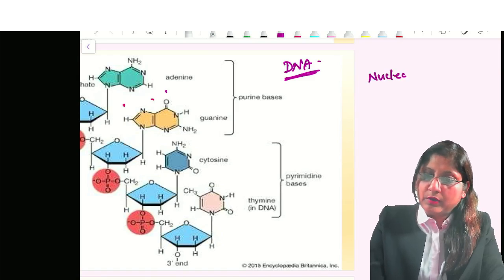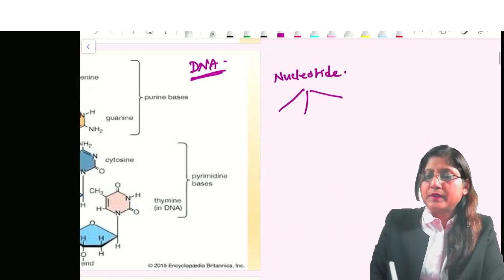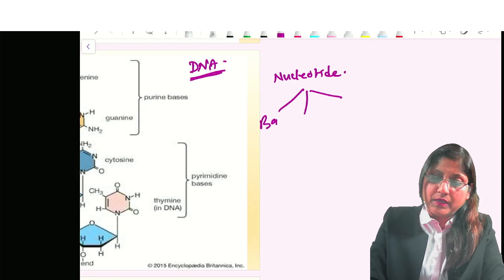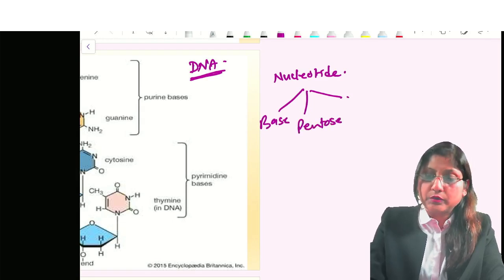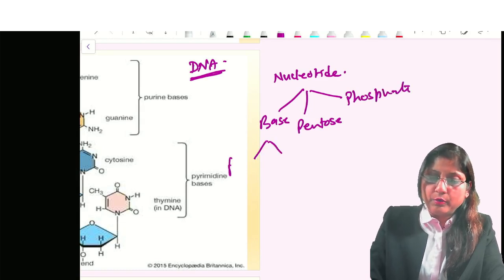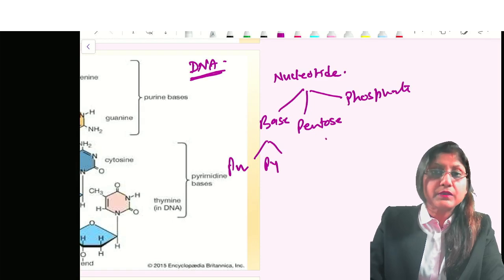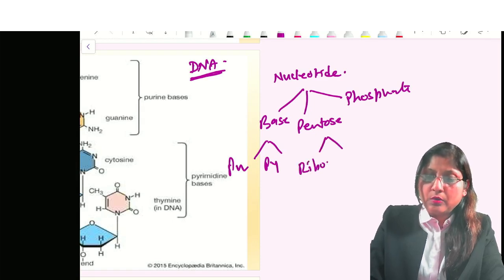If you talk about nucleotide composition, you have three components in a nucleotide. You have a base, you have a pentose, and the third component is phosphate. The base may be a purine base or it may be a pyrimidine. The pentose may be ribose or it may be deoxyribose.